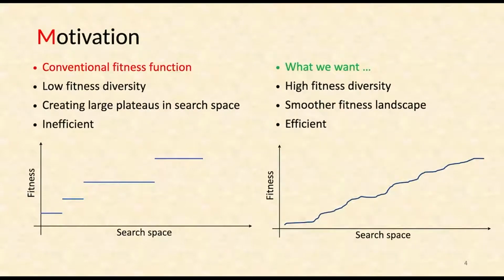And that can lead to low fitness diversity, which creates large plateaus in the search space. So it might be inefficient to find better patches with the conventional fitness function. And the motivation of this research is to refine the fitness function to have higher fitness diversity and a smoother fitness landscape, which should be more efficient at finding test adequate patches.